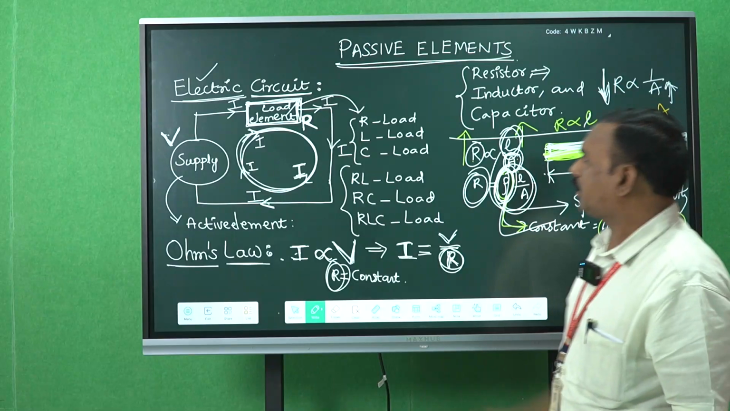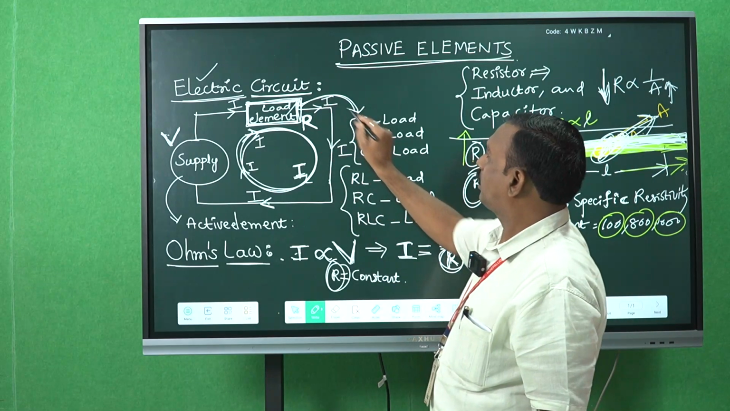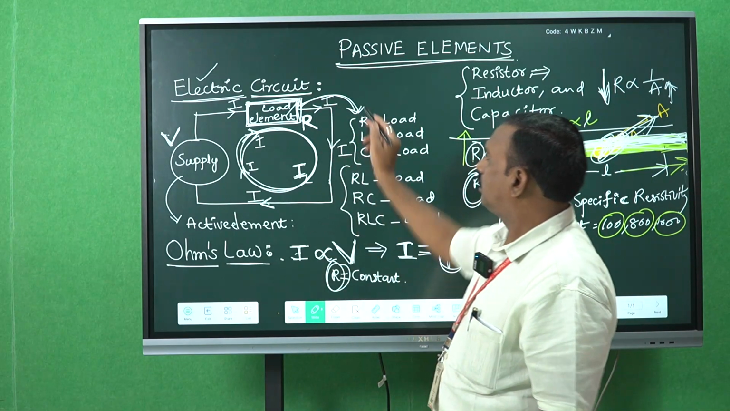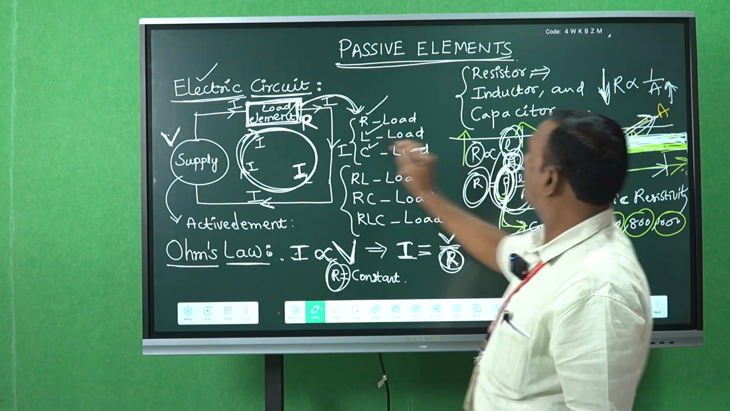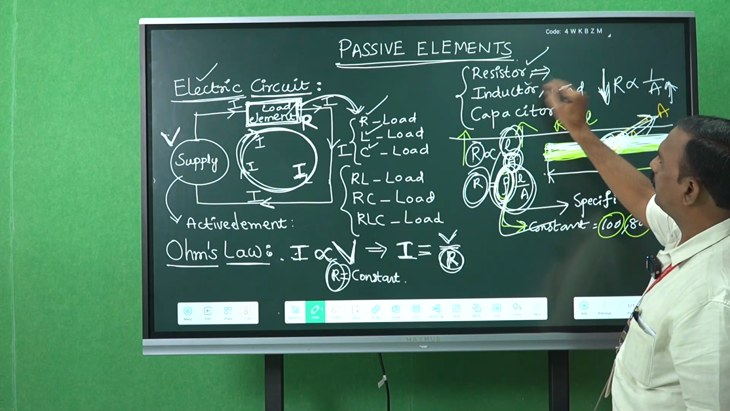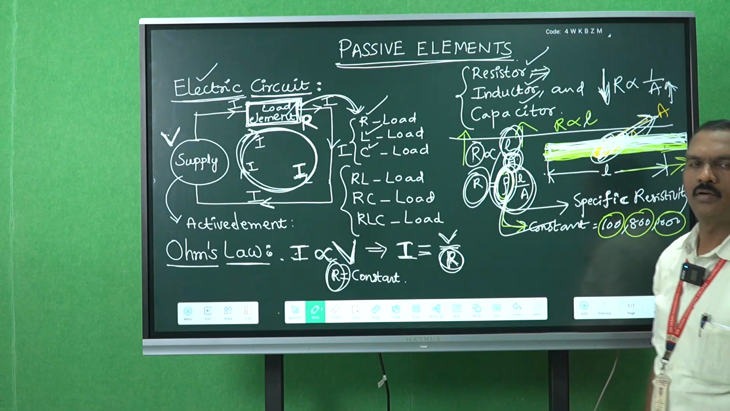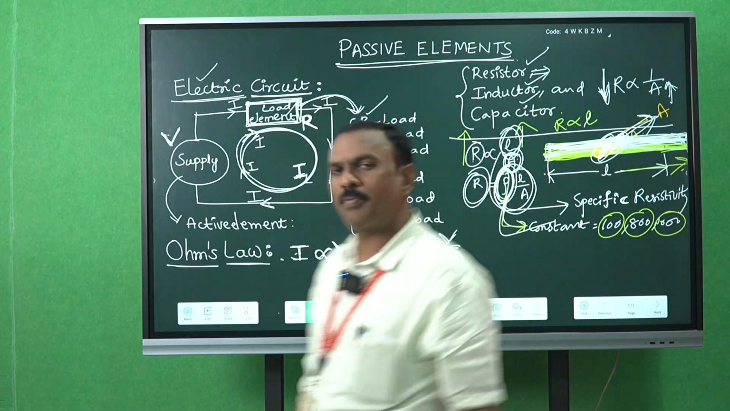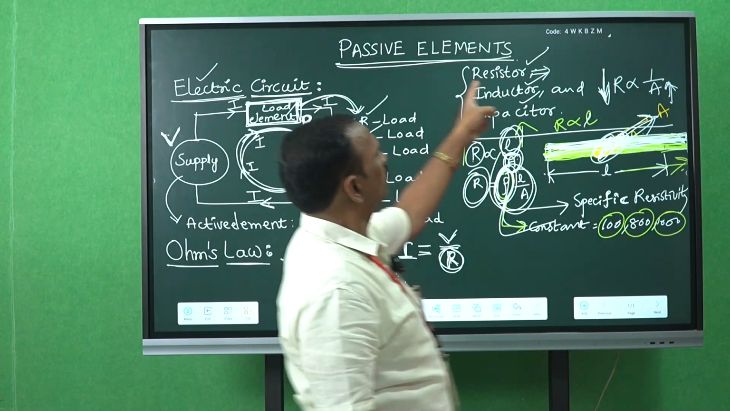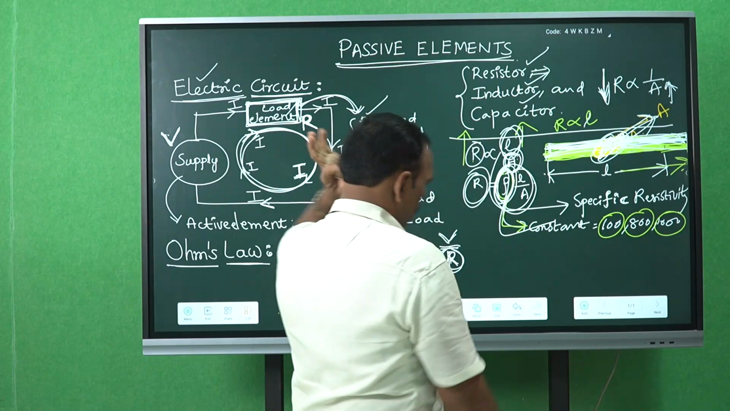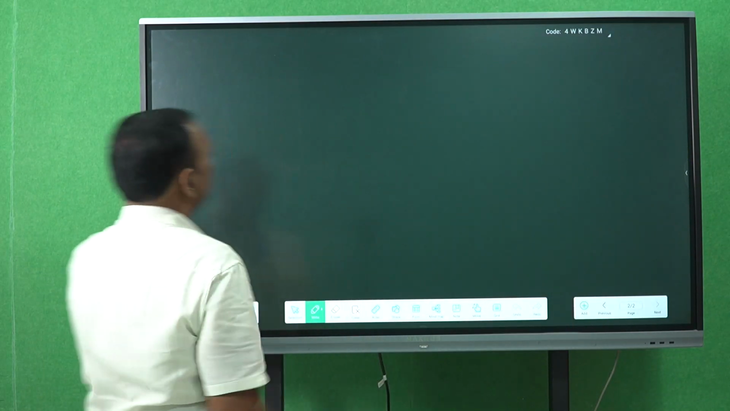Now, what are the types of elements? The types of elements are resistive element, inductive element, or capacitive element. What are the types and properties of these elements? Now we are going to discuss the resistor.